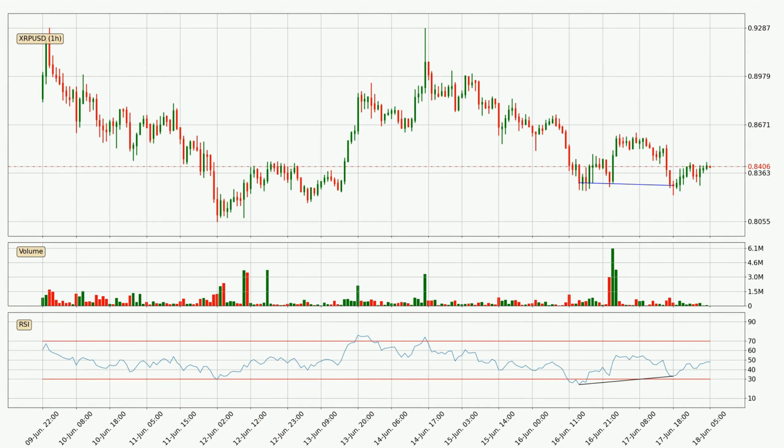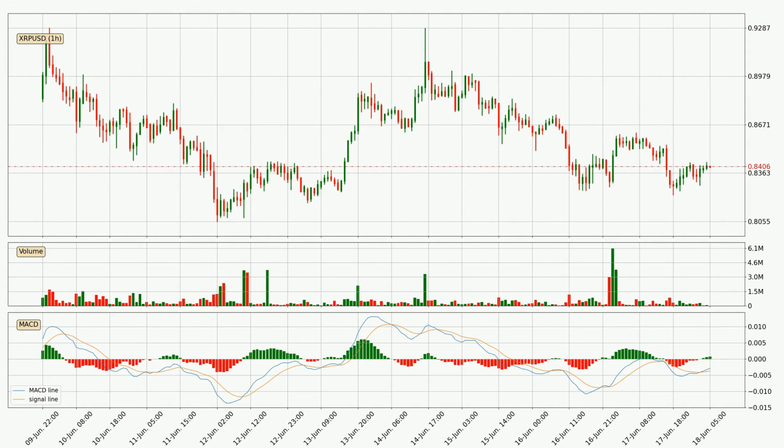On the lookout for divergences in the hourly time frame, there is a bullish divergence, which means the price could go up from now or at least consolidate for some time. Moving to the hourly MACD, seeing as the MACD line is above the signal line, the trend is currently on the up. The MACD histogram shows that the momentum is currently strong and the price could be expected to go further to the upside.